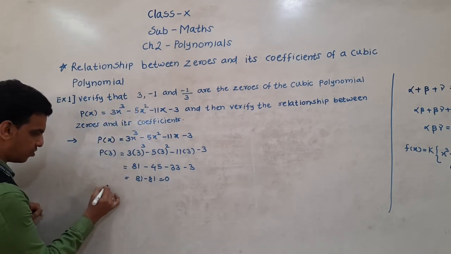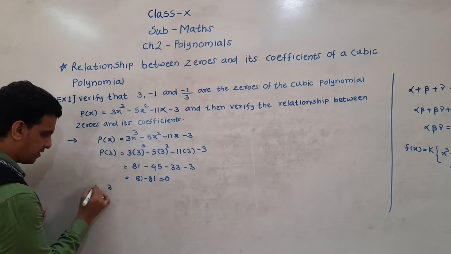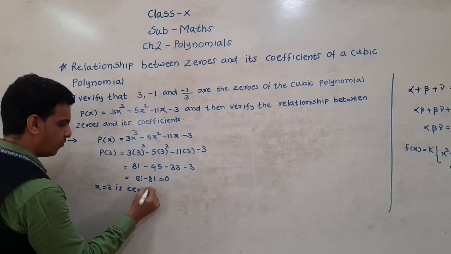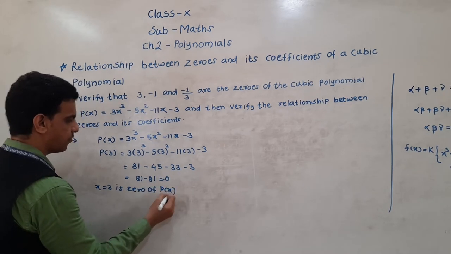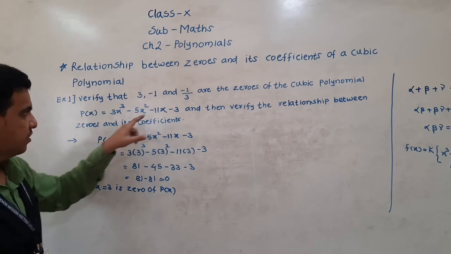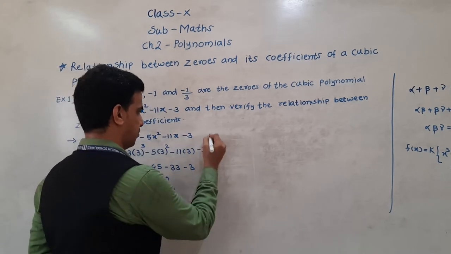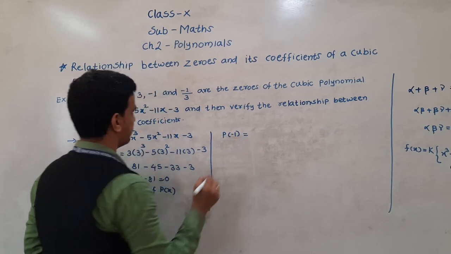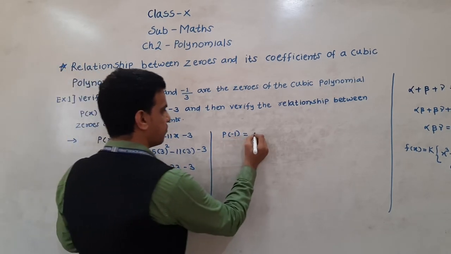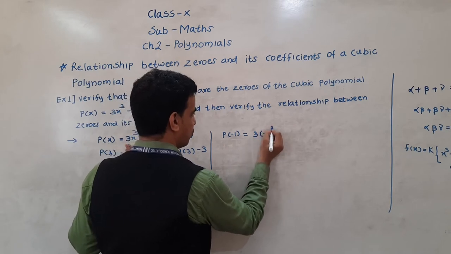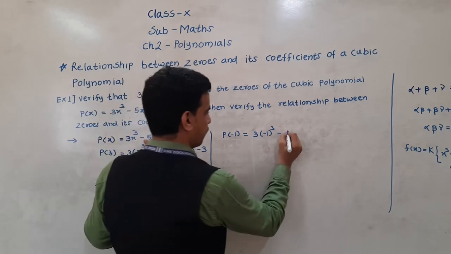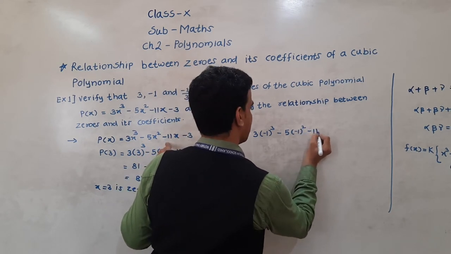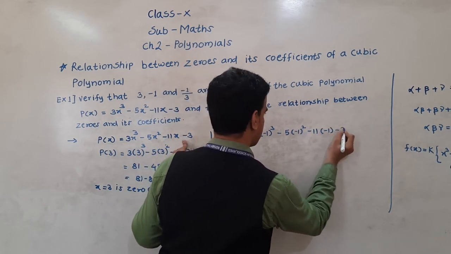Okay, so here we can write x is equal to 3 is a 0 of p of x. Similarly, we have to verify the minus 1 and minus 1 by 3 values. So first we will verify minus 1. So p of minus 1 is equal to 3 into minus 1 cube minus 5 into minus 1 square minus 11 into minus 1 minus 3.